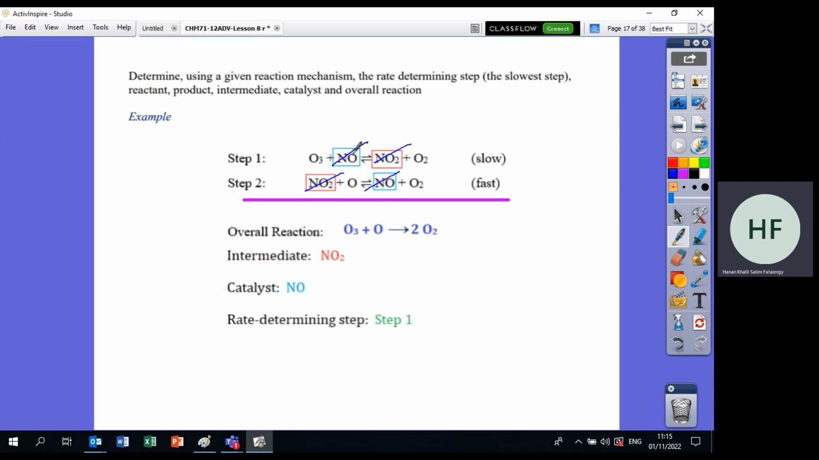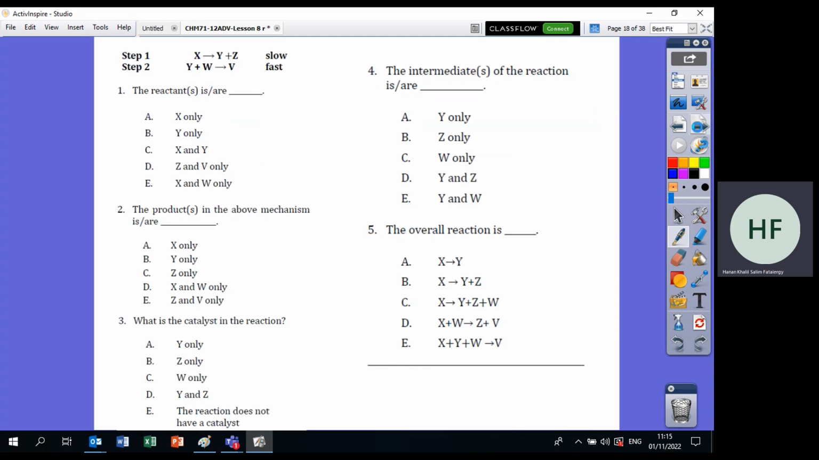Okay, now anything that is cancelled in the beginning of the first reaction and at the end of the last reaction, this is a catalyst. No, this is not NO, this is an O. Okay, anything cancelled in the middle is the intermediate. And which step is the rate determining step? It is the slowest step, which is step 1.